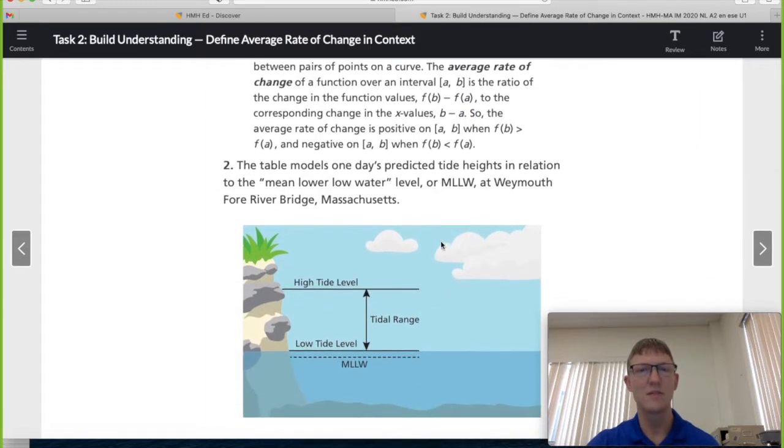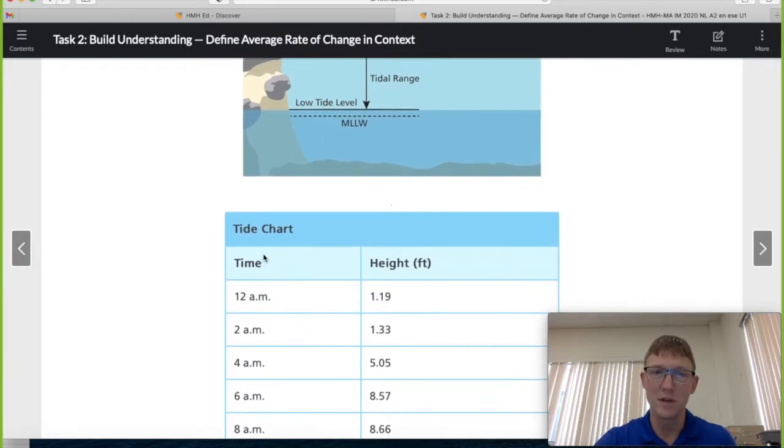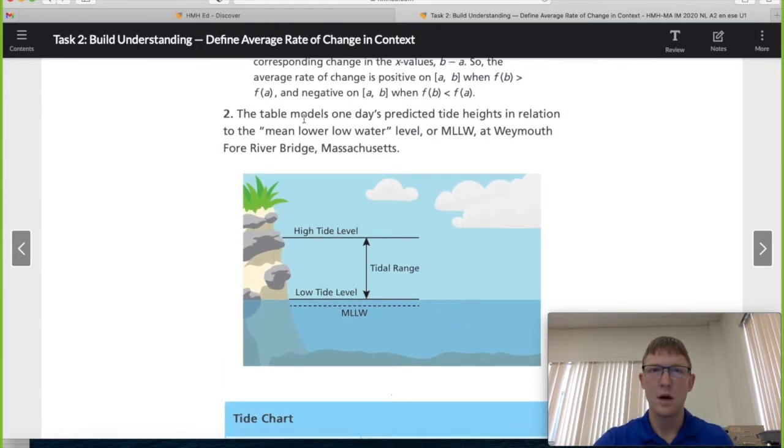So let's see what we got. The table models 1 day's predicted tide heights. So in the ocean, the tide comes in, tide comes out. It predicts tide heights in relation to the mean low water level, or MLLW. That's weird. But at Weymouth Fore River Bridge, Massachusetts.